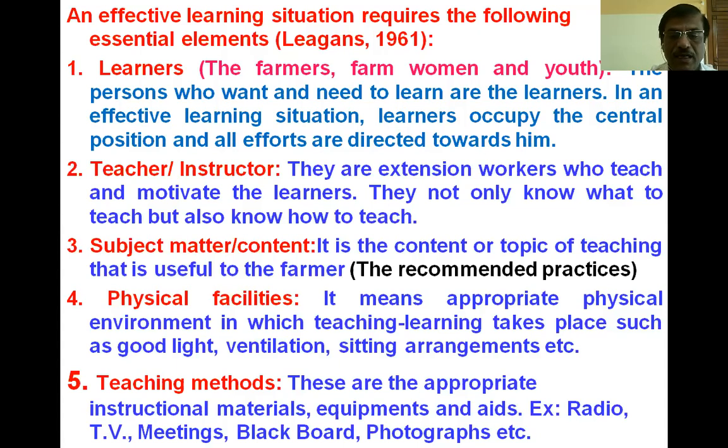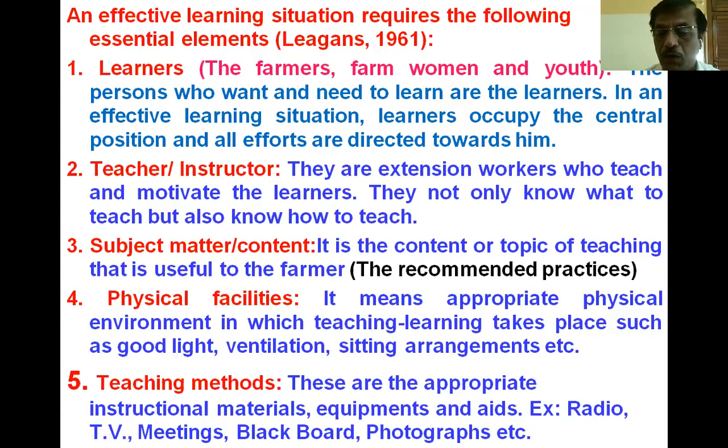Teaching instructional material may be printed matter. For example, I am giving you printed notes or handouts every class, that is called instructional material. We have to use appropriate equipments. Sometimes we need some equipments, for example, PowerPoint, for example, blackboard. These are the equipments and aids. These are examples of teaching methods you can use.